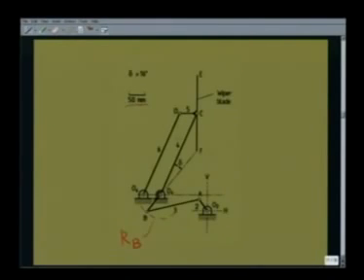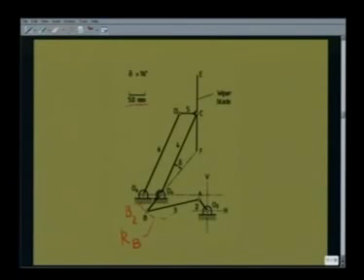So the furthest point B can go is when the distance of B from O2 is O2A plus AB. So I take O2 as center and draw a circular arc with L3 plus L2 as radius and let that intersect KB at this point. This I call B2.